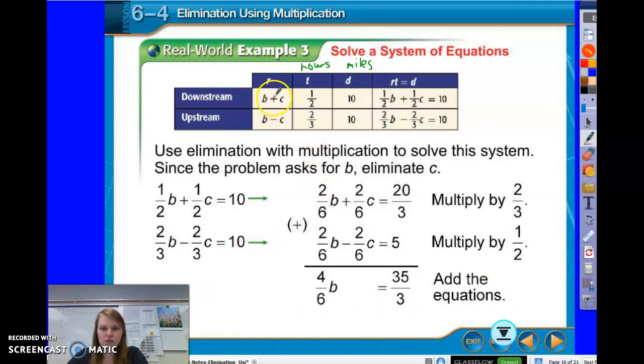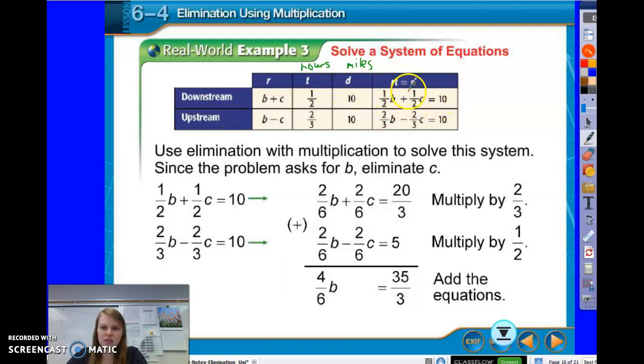So they've got the rate of the boat plus the rate of the current on the way there. Remember, that was helping them, so the speed of the boat plus the speed of the current would be the total rate. Half an hour, 10 miles, so stick that all together. We've got 1/2 times b plus 1/2 times c equals the distance.